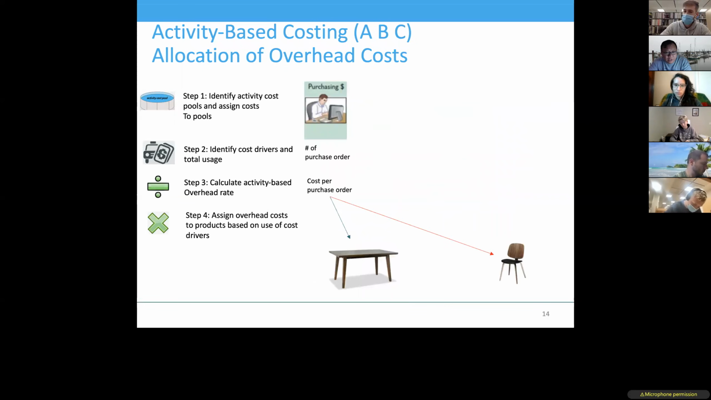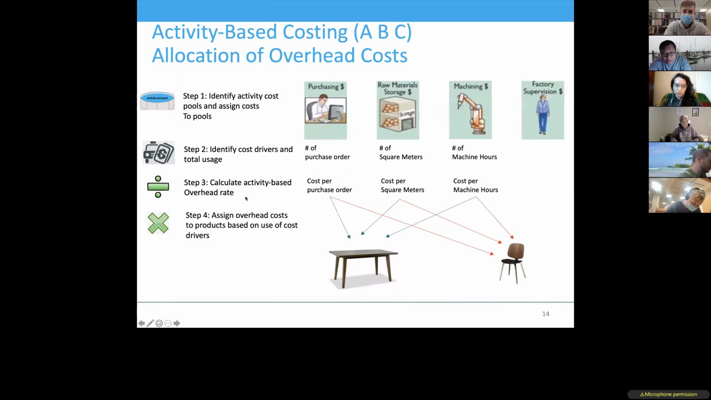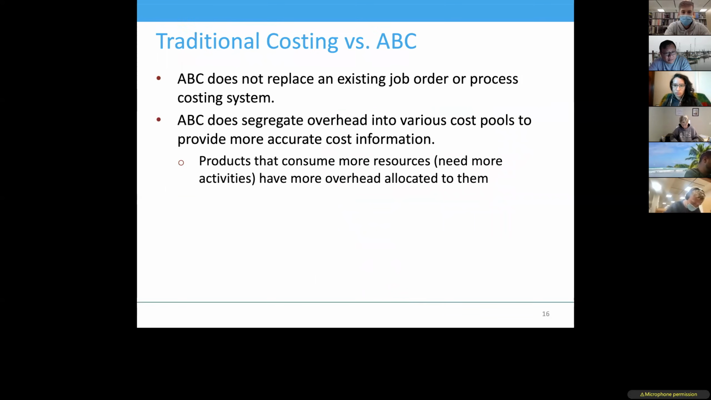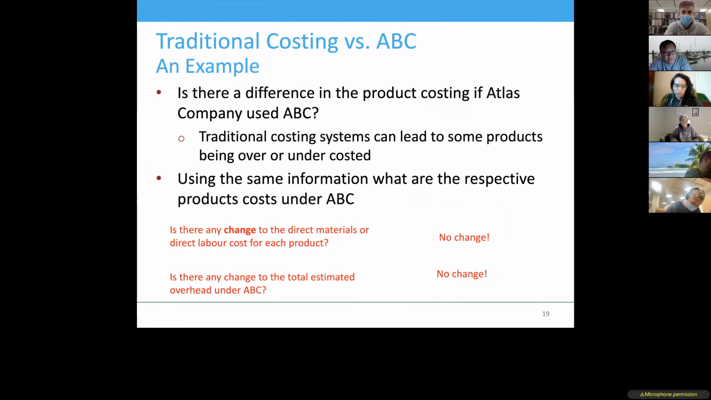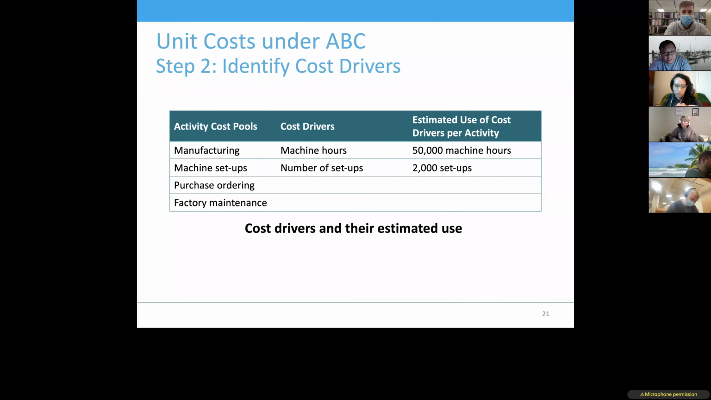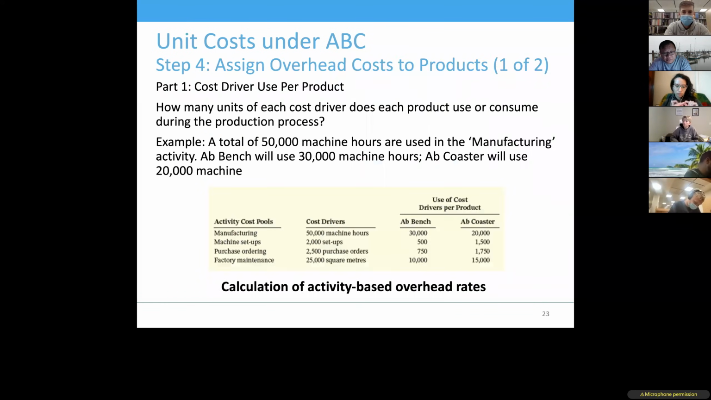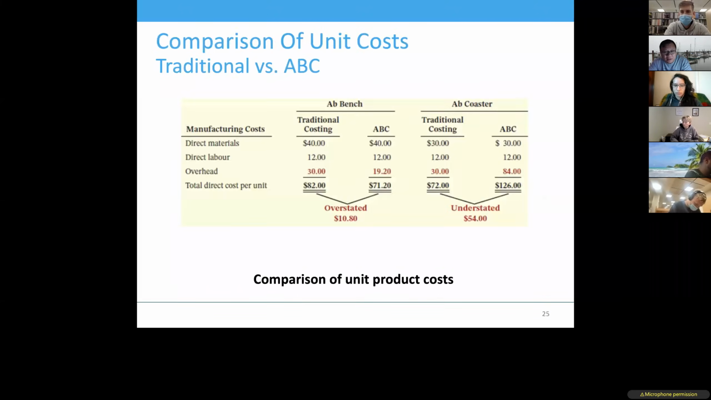So then we have some specific examples. We ran through some examples step by step, I believe. So you have seen why this is a better way to calculate the overhead cost. And we did compare the end result, right? If you compare the product based on the 2 different costing, you will see that the result can be quite different, right? So we came to the conclusion that ABC is better, provides more accurate information.